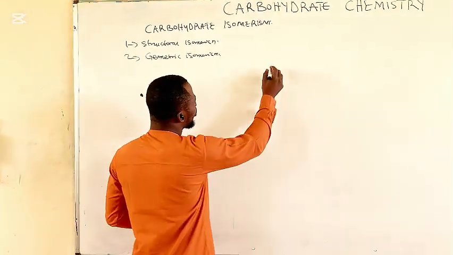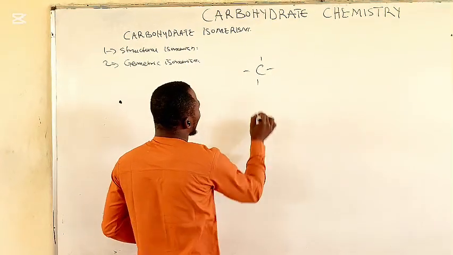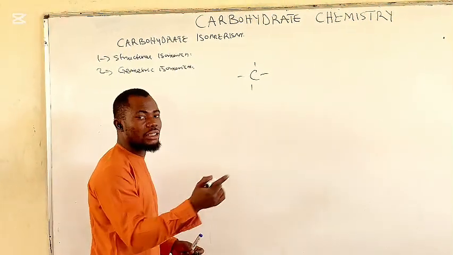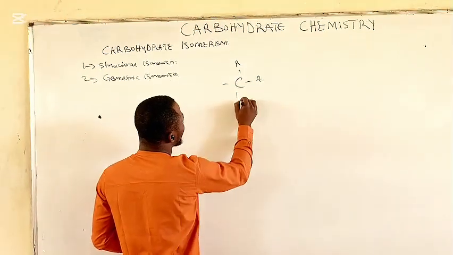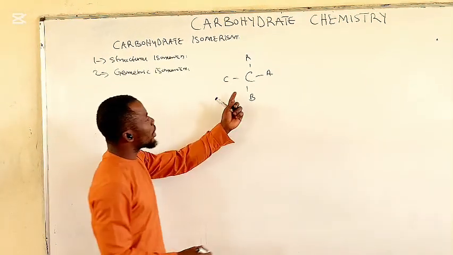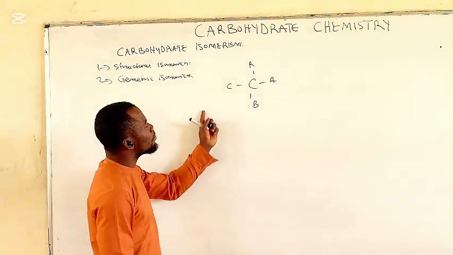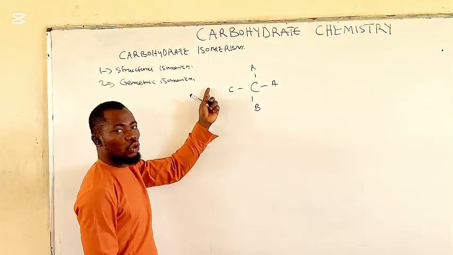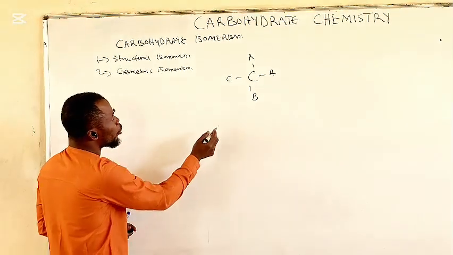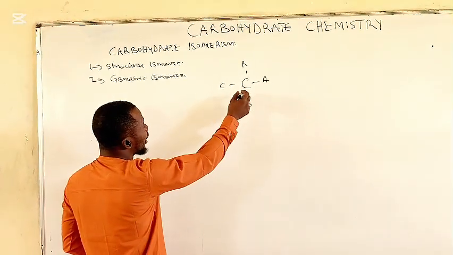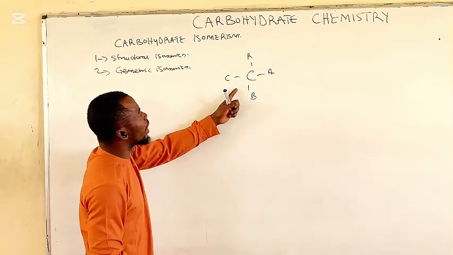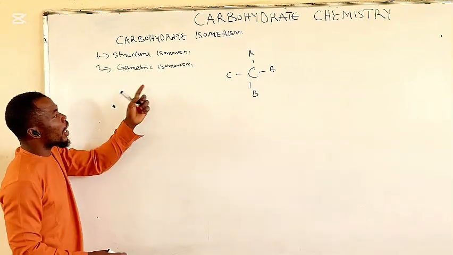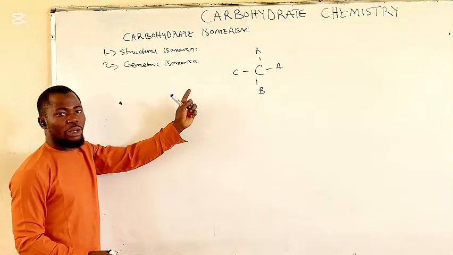An asymmetric carbon atom is a carbon atom that is bonded to four different groups. For example, this carbon here is an asymmetric carbon atom because it's bonded to four different groups. Any carbon that is bonded to four different groups is an asymmetric carbon atom, and it is due to the presence of asymmetric carbon atoms that carbohydrates are able to undergo isomerism.